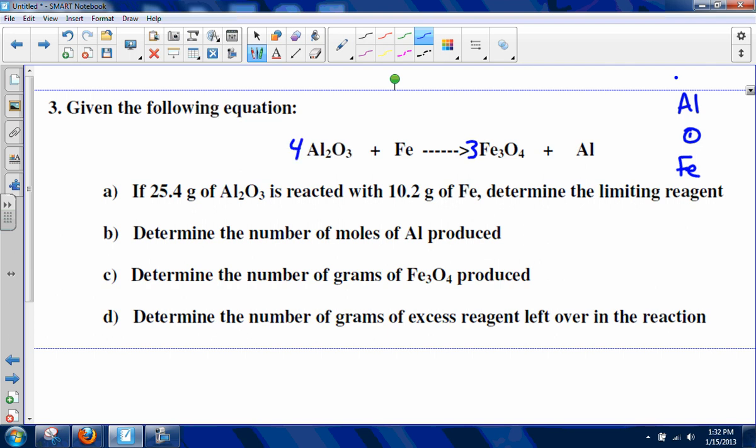Okay, how many Als do I have on the left right now? 8. How many oxygen on the left? How many iron? On the right, how many aluminum? 1. How many oxygens? How many irons? 9. What times 1 gives me 8 for aluminum? So I put an 8 in front of this aluminum, that changes that from a 1 to an 8. What times 1 gives me 9? 9. So I put a 9 in front of that iron, that gives me 9 irons, everything's balanced out.